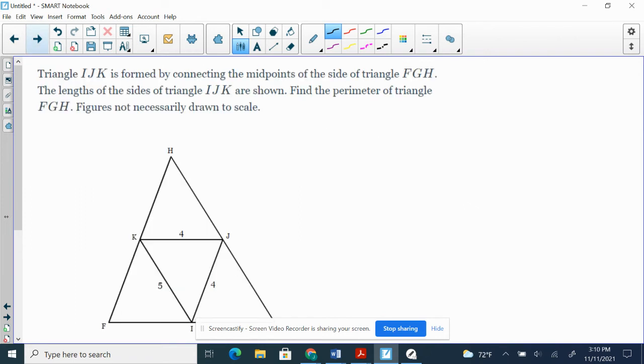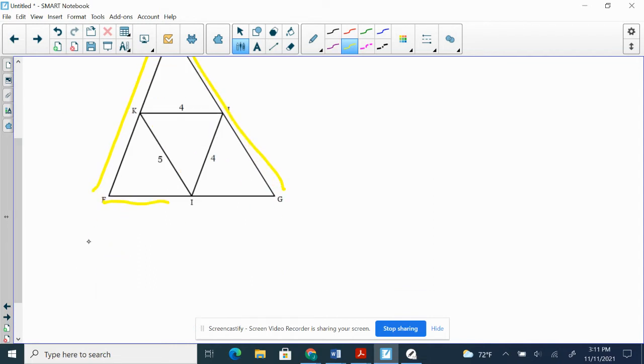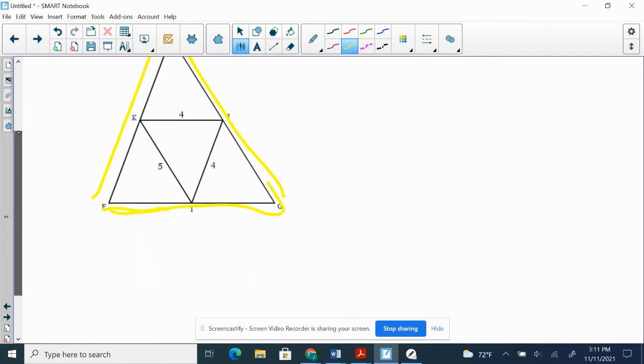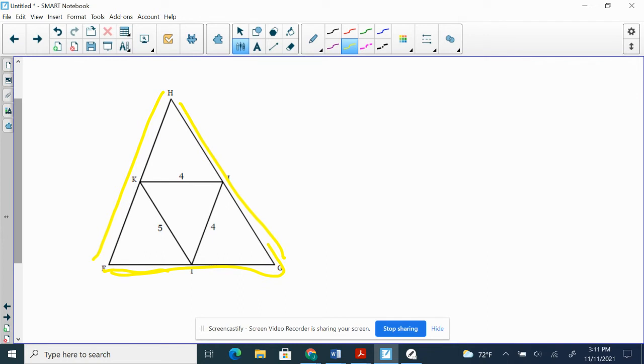All right, so our next example. So we want to know the perimeter of triangle FGH. Oops, definitely drew that wrong. So around the outside, going from F to G to H. That's the perimeter we're solving for right now. Our given information is on the inside.